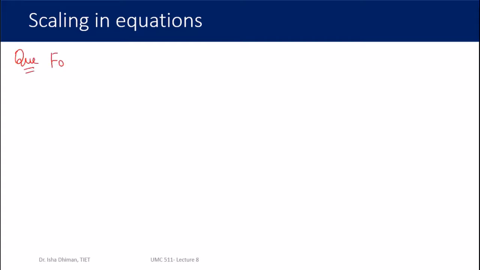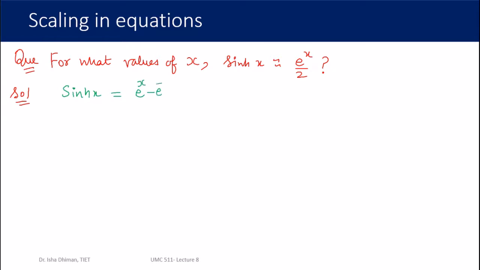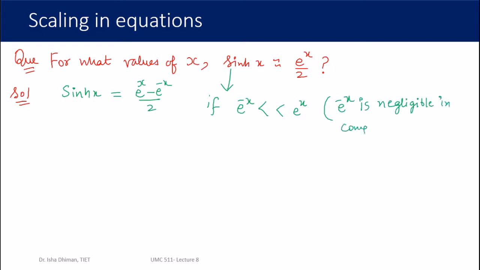So the question is, for what values of x is sine hyperbolic x approximately equal to e raised to power x by 2. And the formula for sine hyperbolic x is this. So that means this is going to be true if e raised to power minus x, this factor, is negligible in comparison to this factor, because we want this factor to dominate. You are asked when sine hyperbolic x is given by e raised to power x by 2.